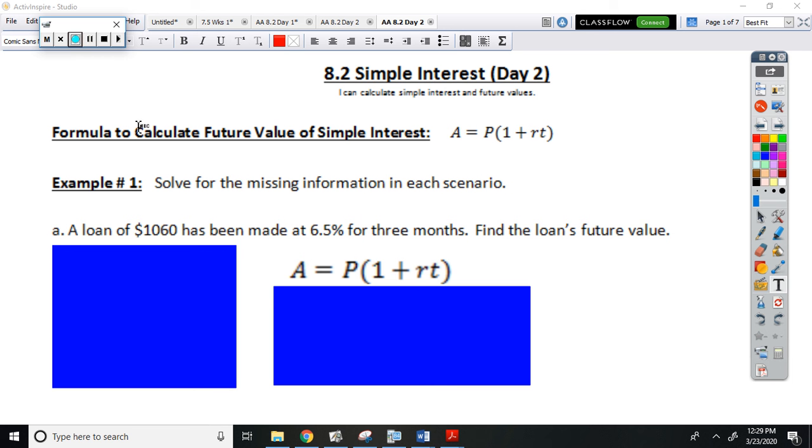All right, today we're going to continue our concepts from yesterday, which were on calculating simple interest and future values. So again, you can be taking notes on notebook paper. You'll need a calculator, or at least your phone to use your calculator, or a Chromebook.